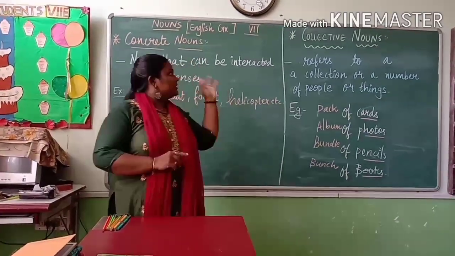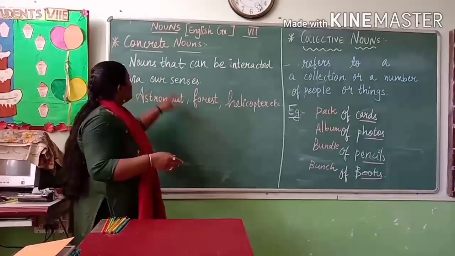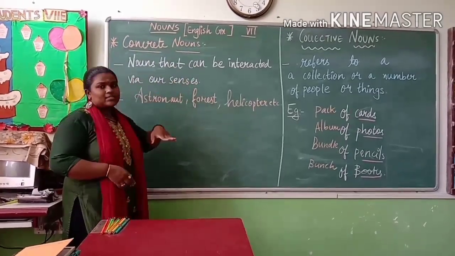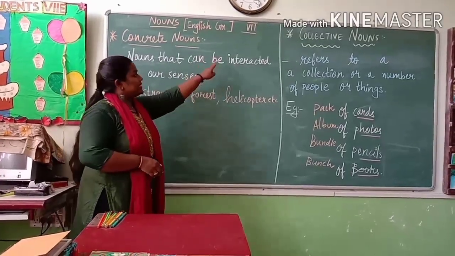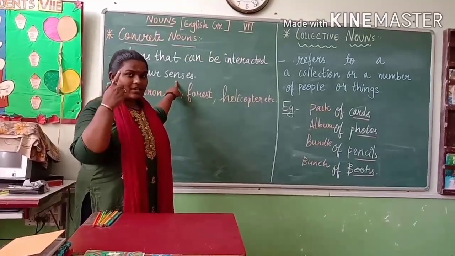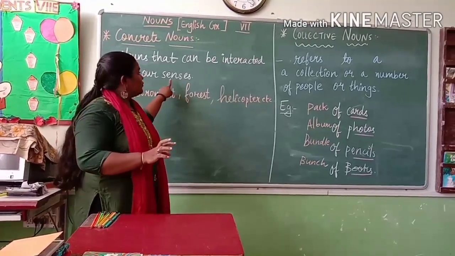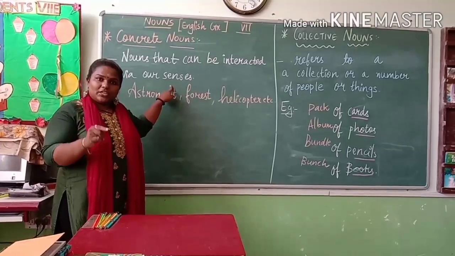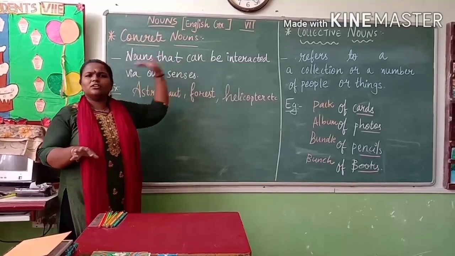Yes. Similarly, there is one more kind of noun which is exactly opposite of that, which is called concrete nouns. Okay. What are these kinds of nouns? Concrete nouns are those which can be interacted with via our senses. We have 5 sense organs: eyes, ears, nose, tongue and the touch, skin. So you can interact with your 5 senses. Those nouns which can be interacted with physically through your senses are termed concrete nouns.